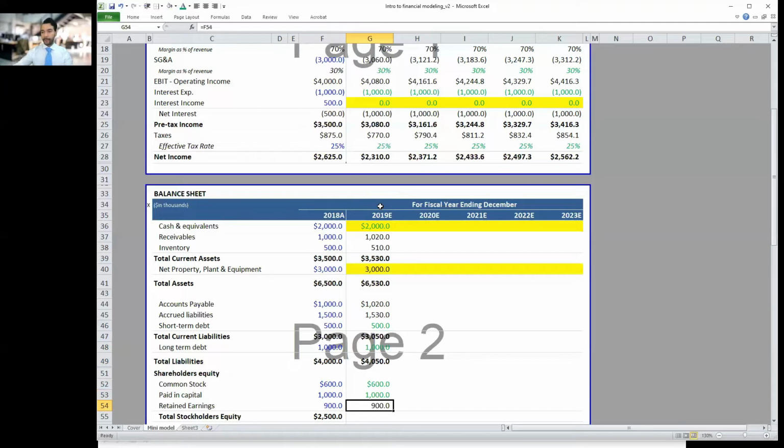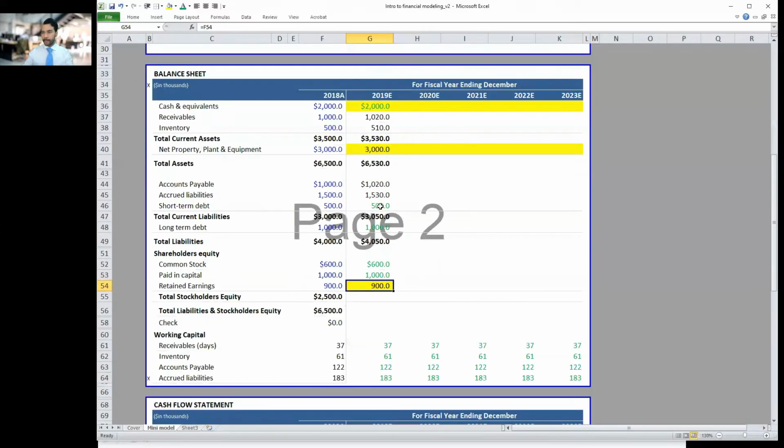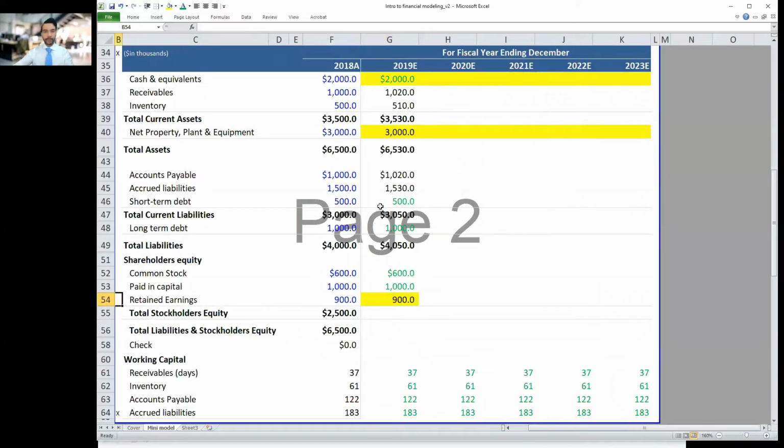and retained earnings. Now, retained earnings, I will highlight this number because this number is impacted by net income. And we're going to come back to that number once we get to the cash flow statement. So let me scroll down, zoom in a little bit more so that's easier for you to see.